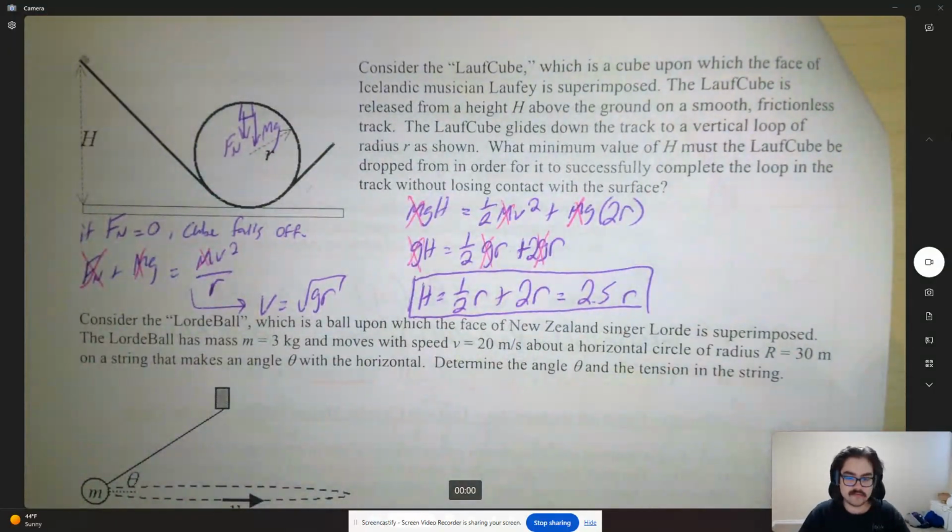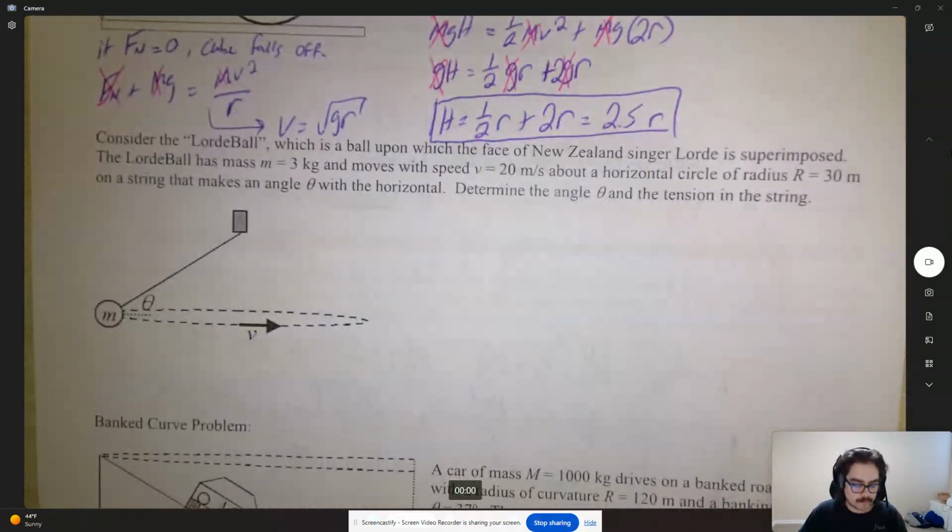I mean, at the end of the day, the universe is still going to end. The Lave ball. This does not exist.